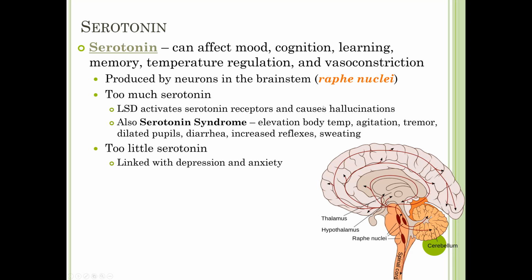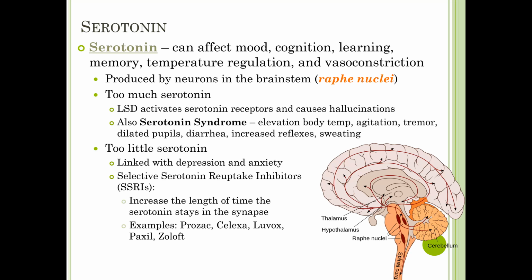If you don't have enough serotonin, this is linked with depression and anxiety. And there are drugs on the market called selective serotonin reuptake inhibitors, or SSRIs. These drugs block the reuptake of the serotonin out of the synaptic cleft once it's been released. So it increases the length of time that the serotonin stays in the synapse. Some example brand names are Prozac, Celexa, Luvox, Paxil, and Zoloft.